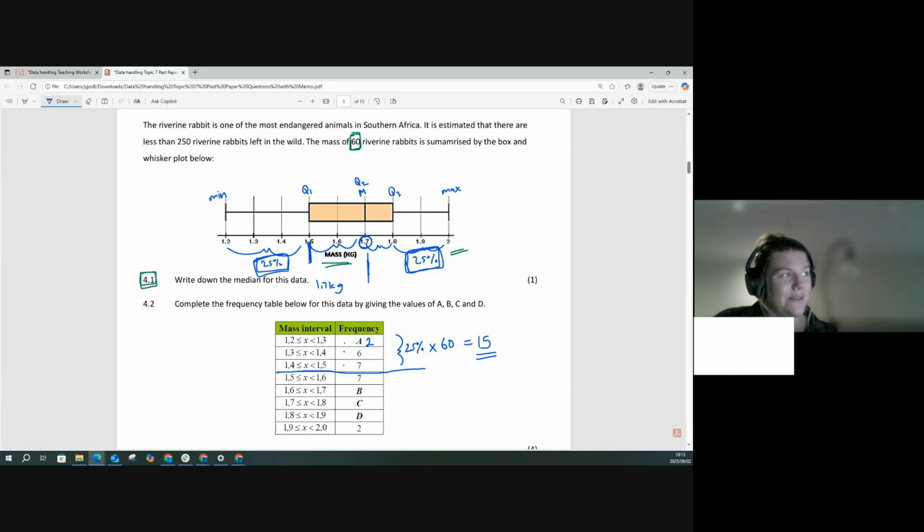Okay, we know that the median takes us to 1.7. So that takes us to our median, which means this is also 25%, which means that also has to equal 15. So B is going to be 8. And then this one single line takes us to quartile 3, which means that has to be 15 rabbits. And the last 25% is also 15 rabbits, which means D is going to be 13.